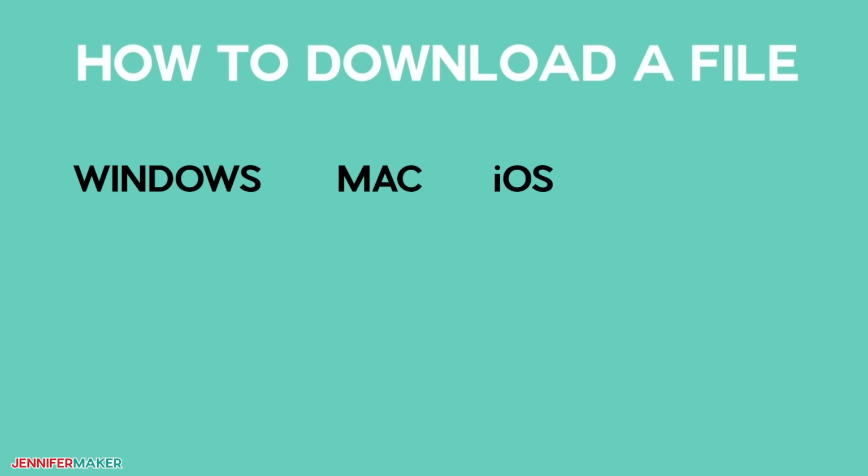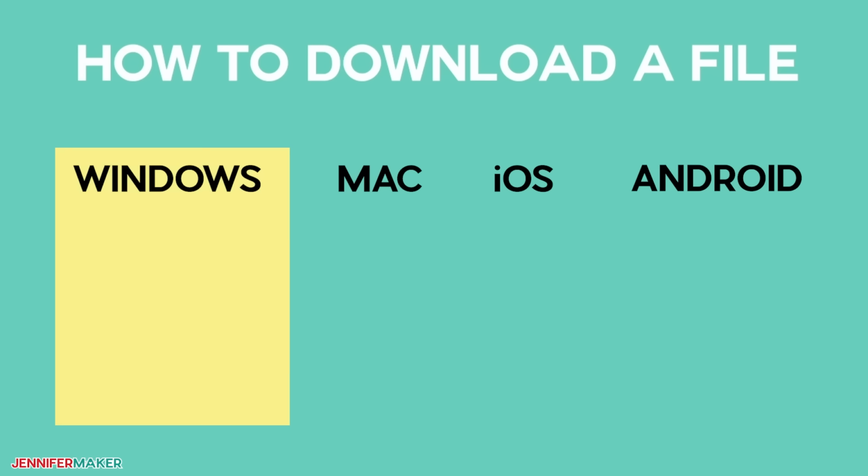So let me show you how to download a file from my library on 4 different devices: Windows, Mac, iPhone or iPad, and Android. So we're going to do a Windows computer with the Google Chrome web browser and the Microsoft Edge web browser.